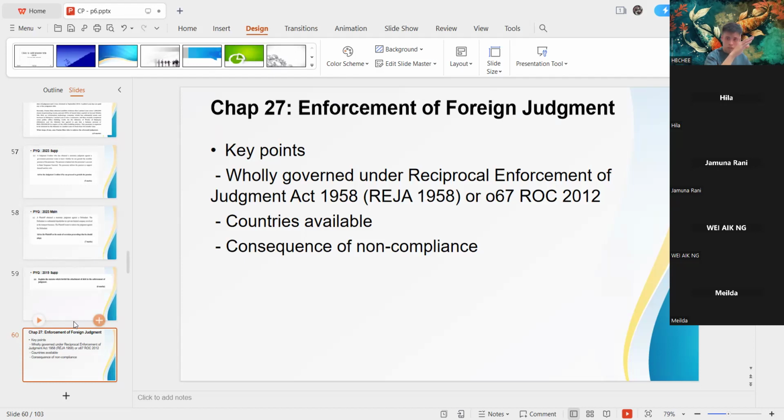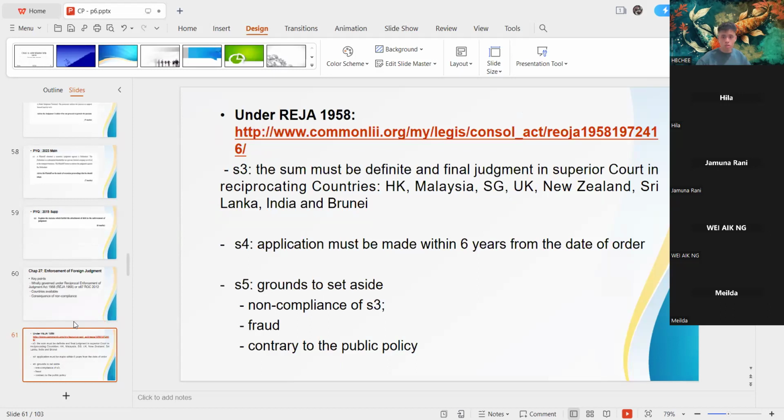And then in this chapter, right, I will show you how to apply and what are the principles, what are the countries that are listed as reciprocating countries and what are the consequences of non-compliance. So if you want to see the whole REJA, this is the link that you can find. And because this chapter, I feel that I didn't see this question quite often, maybe just one time only.